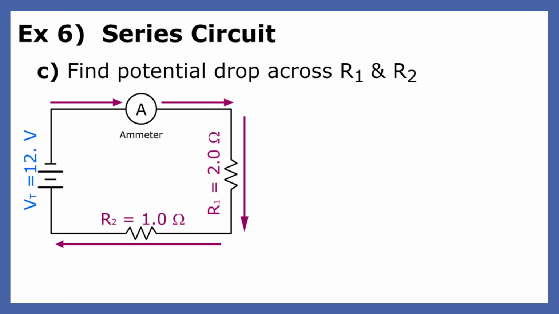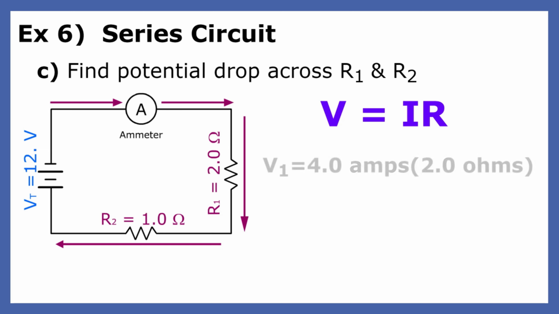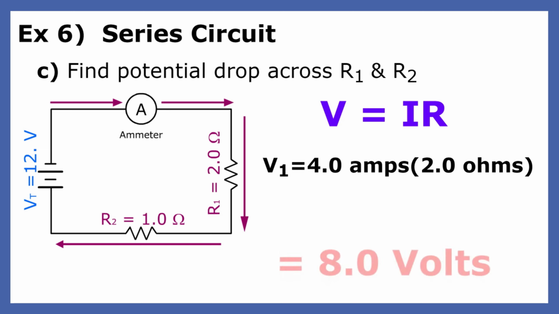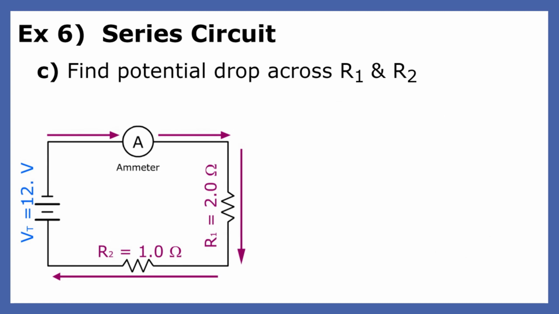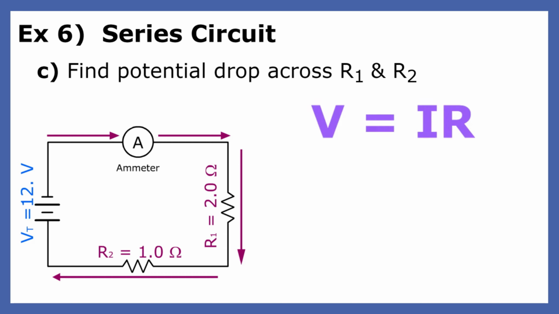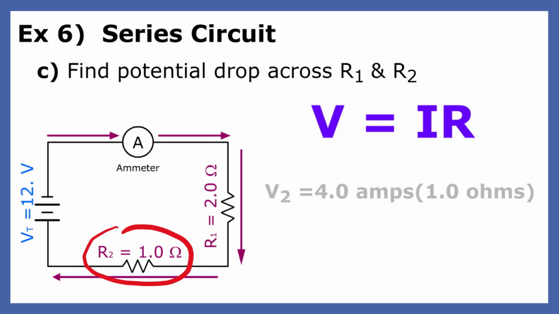Now we can use Ohm's law to find the voltage drop caused by the two resistors. To get the first voltage drop, we multiply the total current we just found by the resistance and get 8 volts. When we use Ohm's law on the second resistor, we get a potential difference or voltage drop of 4 volts.